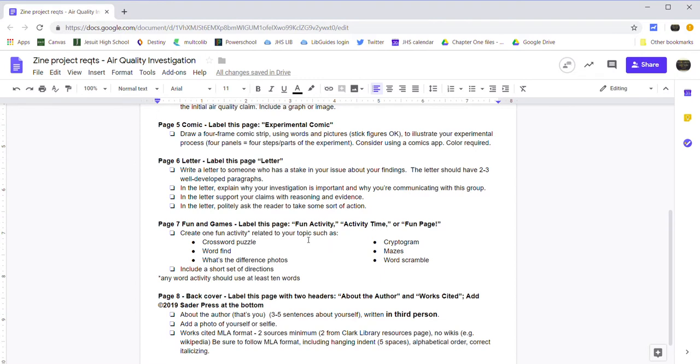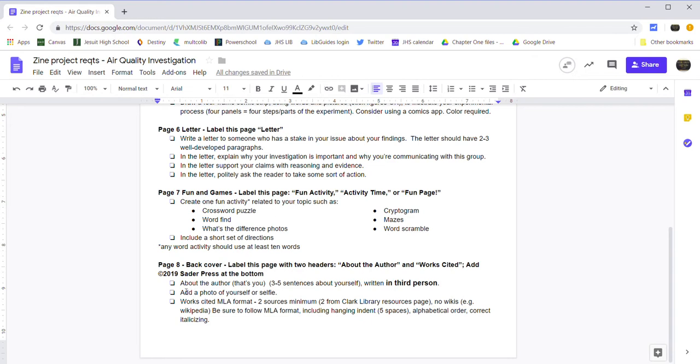Page 7 is the fun and games page. You can label it fun activity, activity time, fun page, whatever. You're going to create one fun activity that's related to your topic. It might be a crossword puzzle, it might be a word find, it might be what's the difference photos. If you're a photographer, it might be a cryptogram, a maze, whatever. Include a short set of directions. If you use a word activity, you need to have at least 10 words, and obviously those words should be related to whatever the topic is.